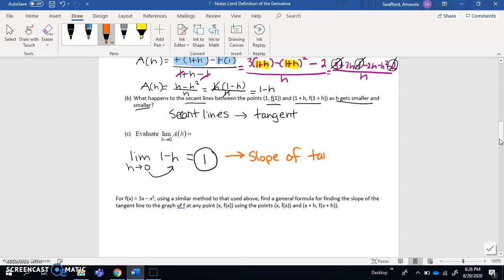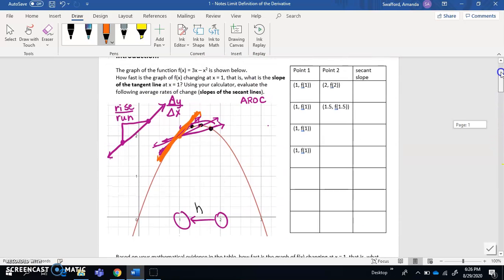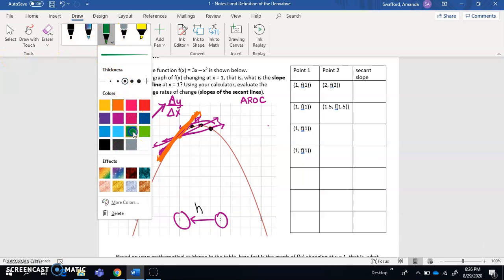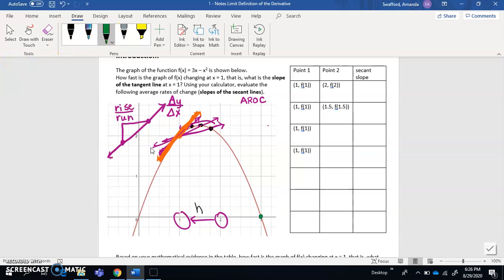Okay, now what we did is we found the slope at 1, but what would be even better is if we could find the slope at multiple points. So for instance, what's the slope way over here at 3? What's the slope of the tangent line there? Or there? Or there? Or here?